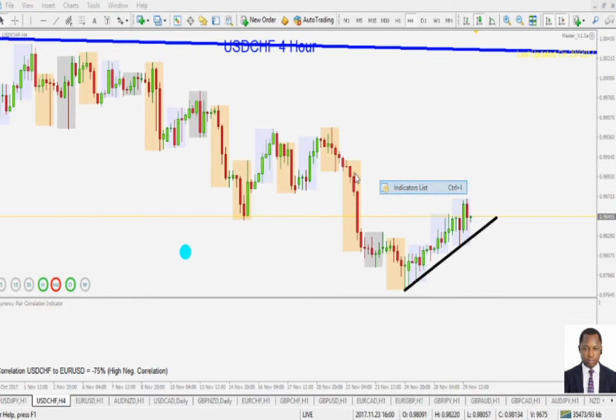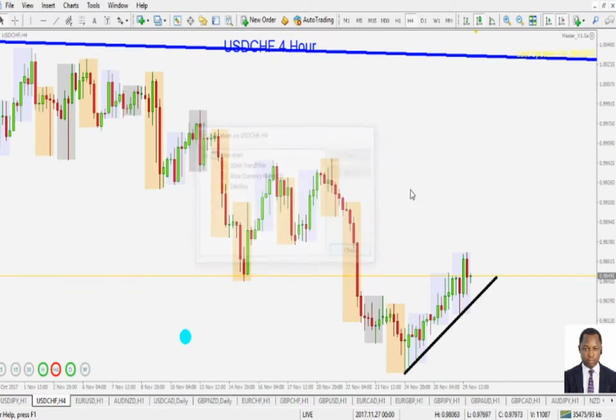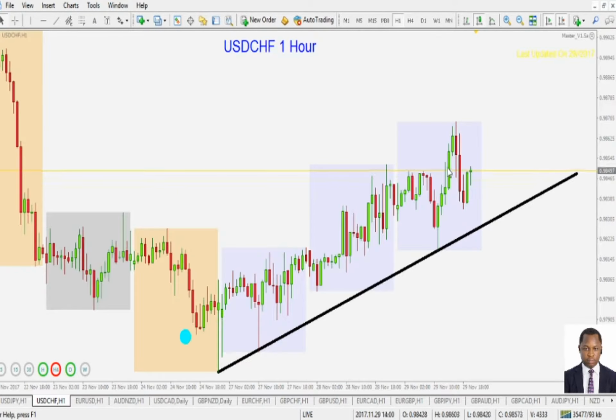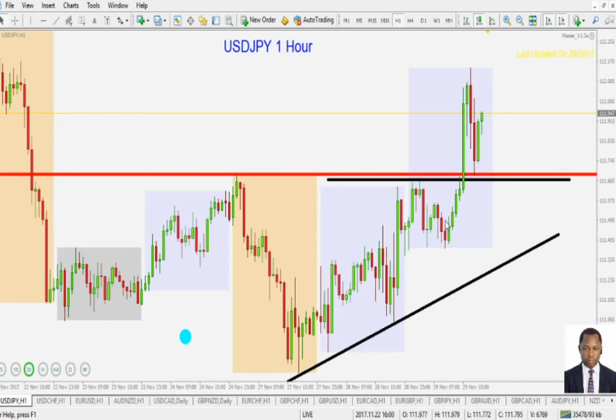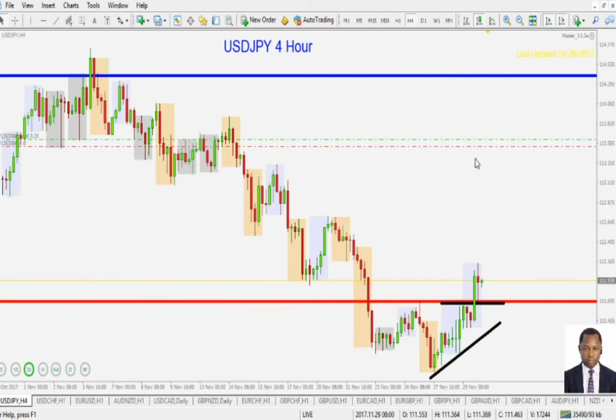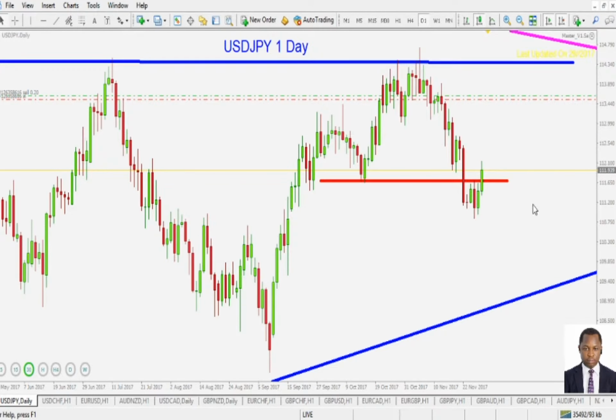All right, let's take out the correlation tool. That is it for this pair. And finally, the American dollar against the Japanese yen. This already bounced to the upside. Well, it is pushing up, but it might not be the best place for you to click on your buy button. This might not be the best place to go long.